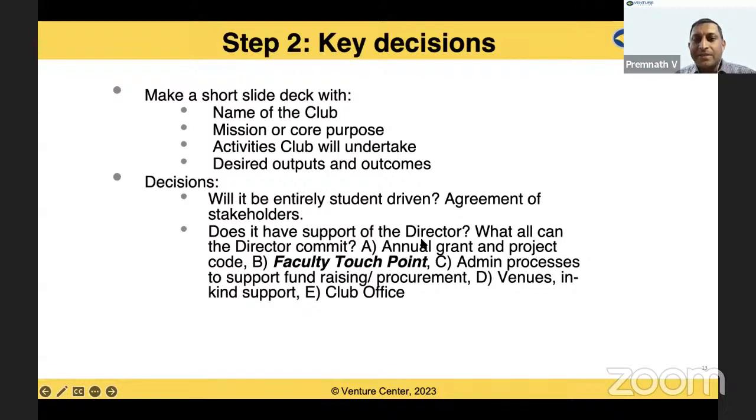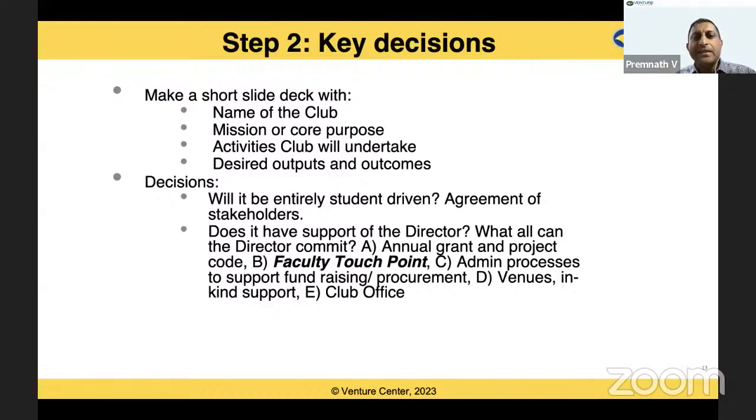Does this activity have the support of the director of the institute or vice chancellor? What all can the director commit? Is the director willing to commit some things like an annual grant and a project code if some initial expenditure is needed?